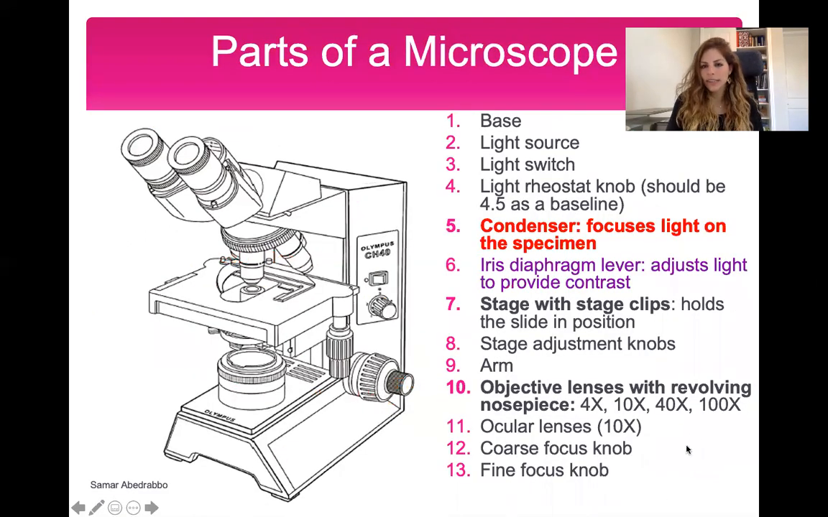So here's everything about what we just went over, and the main things I want you guys to know is the condenser right here is what focuses light on your specimen or slide, and then on the condenser is the iris diaphragm lever, and this adjusts the light from the condenser. So the light is here, it shoots into the condenser, which focuses the light onto the specimen, and you can control the amount of light or the level of light using the iris diaphragm lever.